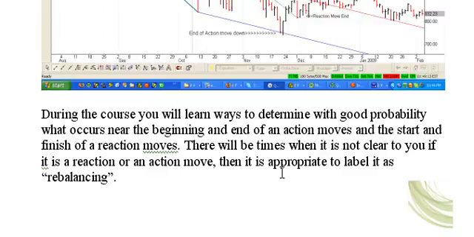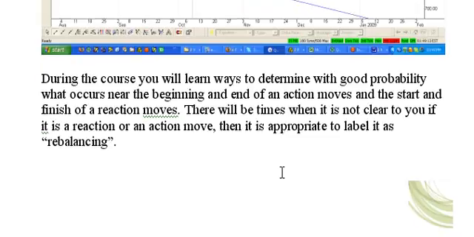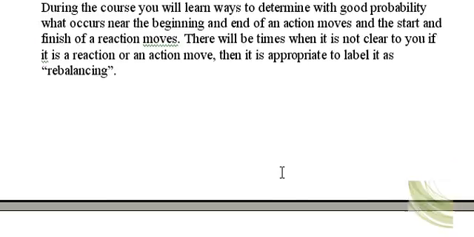During the course, you'll learn ways to determine with good probability what occurs near the beginning and end of an action move and the start and finish of reaction moves. There will be times when it is not clear to you if it's a reaction or an action move. Then it is appropriate to temporarily just label it as rebalancing. No matter how long you're in the market, there will be times when you look at it and just go, what the heck? Then it's rebalancing. And later on, it'll become clear to you.